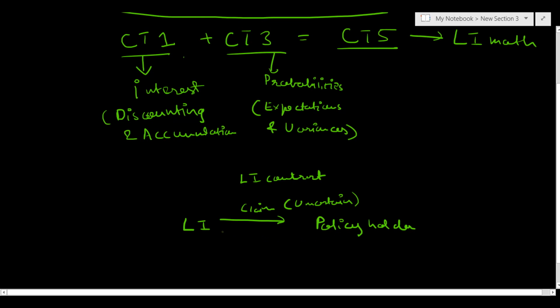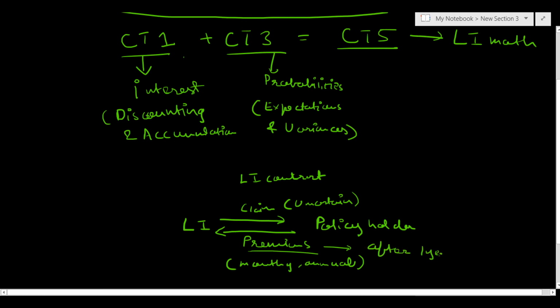So then there is no liability, and in exchange the policy holder pays premiums to the company, which are generally monthly or annual premiums, and these might also be uncertain, because for example, if the policy holder dies after 1 year in a 5-year contract, then he'll only be paying 1/5 of the total premium.